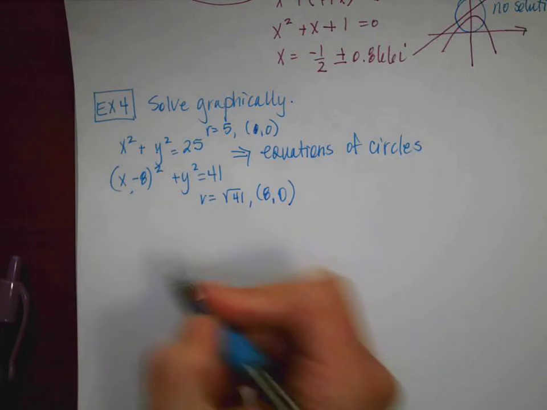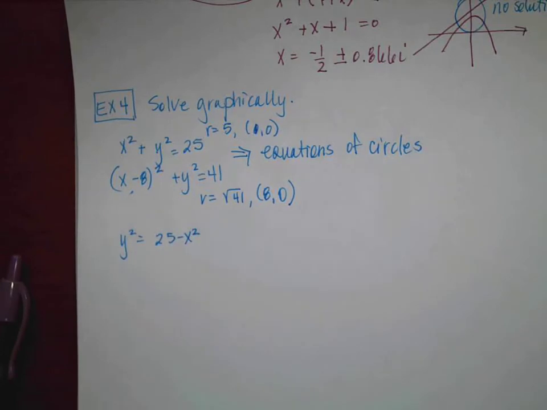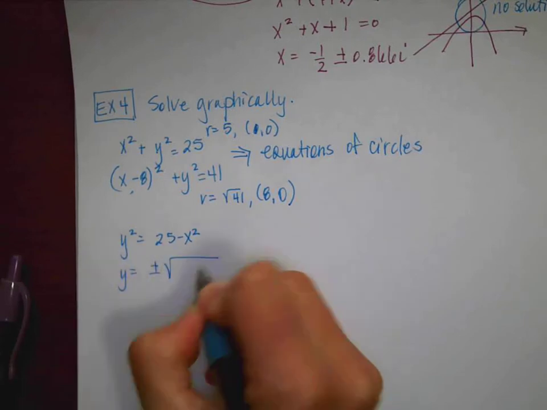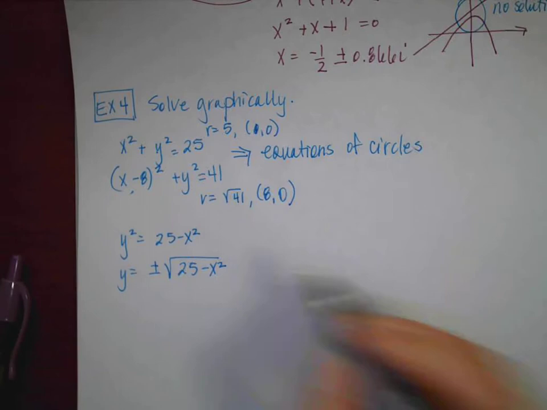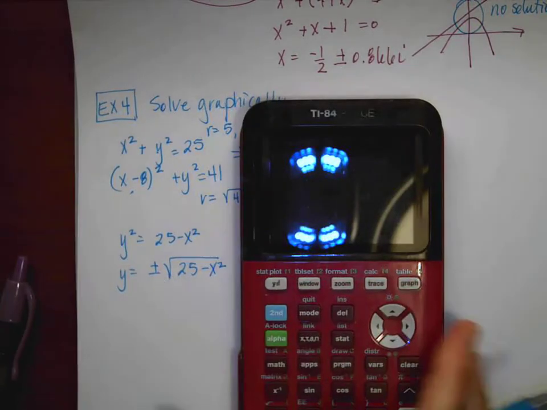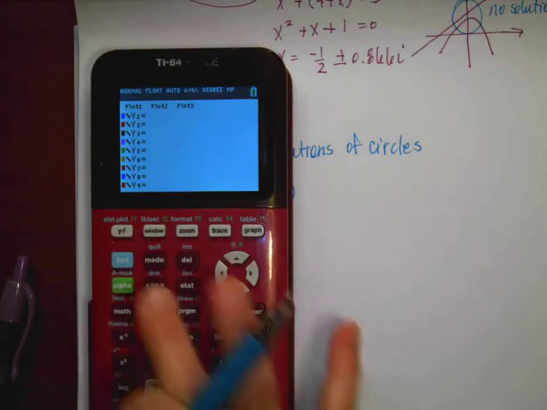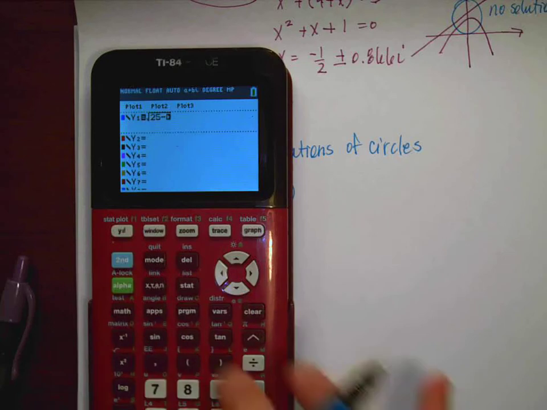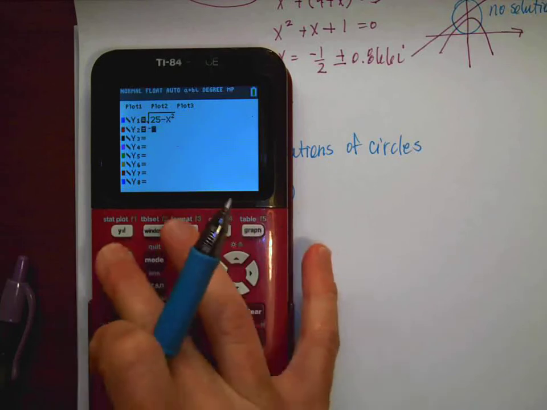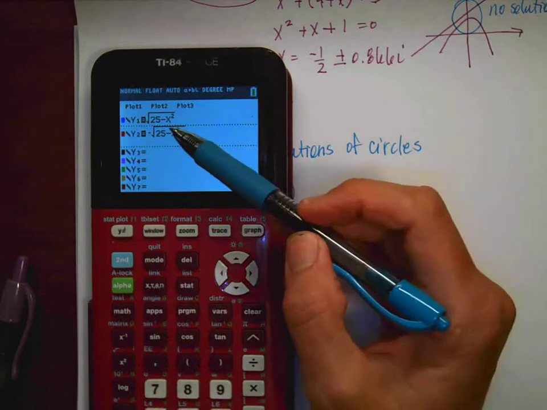So the first thing that I'm going to do is solve the first equation. I'm going to get y squared is equal to 25 minus x squared. I have to solve for y to put it in my calculator, but when I do, I'm going to get plus or minus the square root of 25 minus x squared. And remember, this radical doesn't reduce because it's underneath the radical. When I enter this into my y equals, I have to enter the positive root, so I hit square root 25 minus x squared, and then I have to enter the negative root, second square root 25 minus x squared.